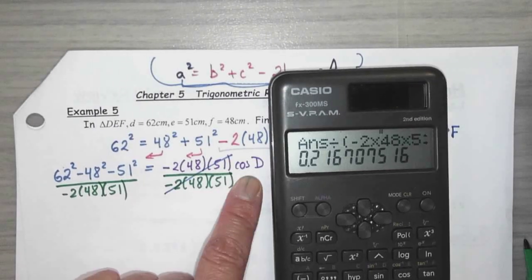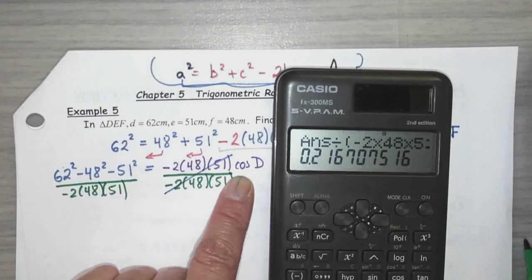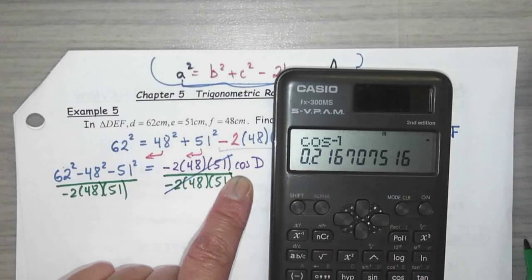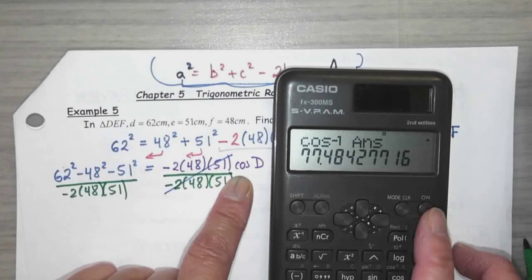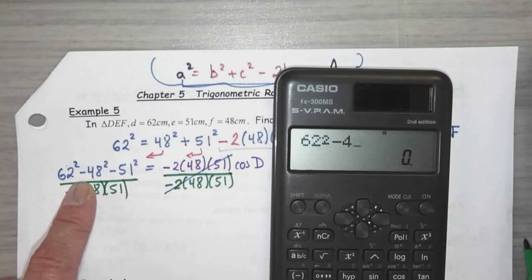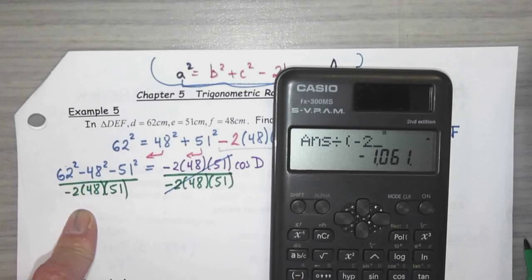Then, if you don't want to write down this step, I want the D of it, so I want the inverse. So I do it all in one go. I go second cos, and then press equals. I don't even have to press answer, and it grabbed it all. Okay, so one more time. I went 62 squared minus 48 squared minus 51 squared. I finish the top, I press equals. Divided by bracket, negative 2 times 48 times 51, close my bracket, equals.